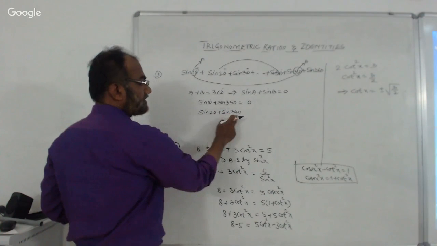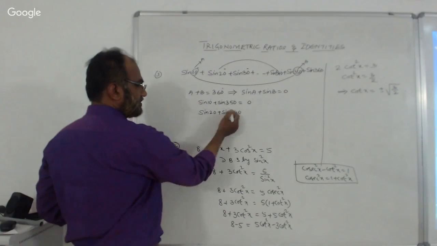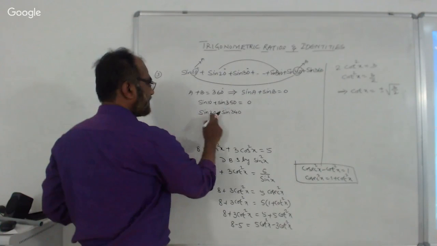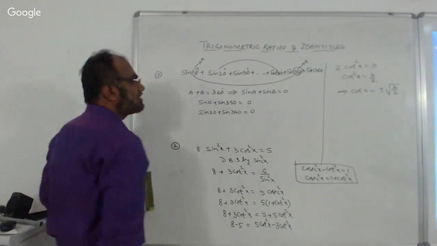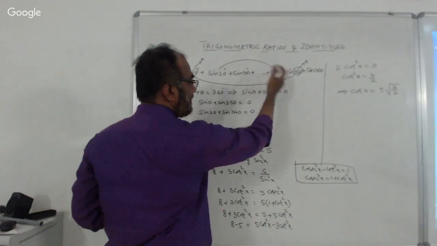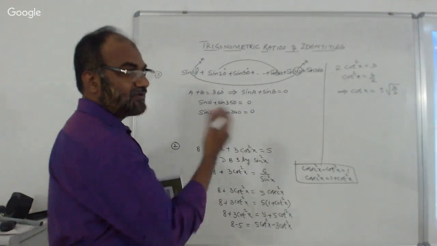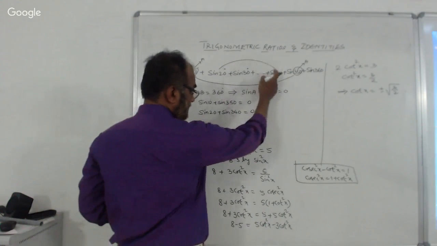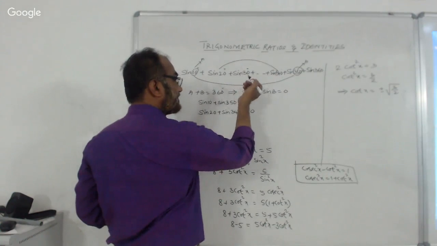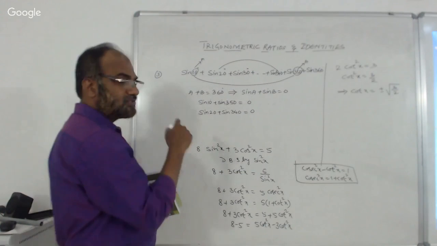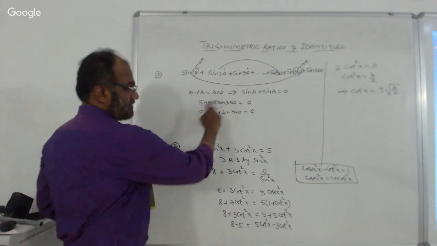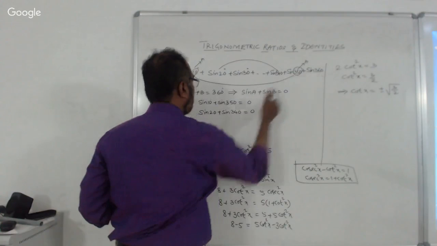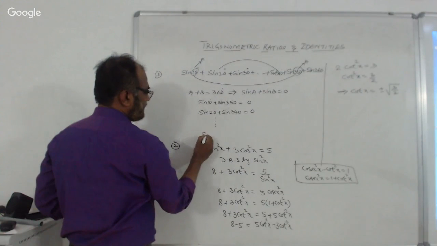Again, A plus B is 360 here, isn't it? This is your A, this is your B. A plus B is 360, so sin A plus sin B is 0. Similarly, sin 30 and sin 330, sin 40 and sin 320. So in this way, all these pairs will be zeros. And last we have again sin of 360.